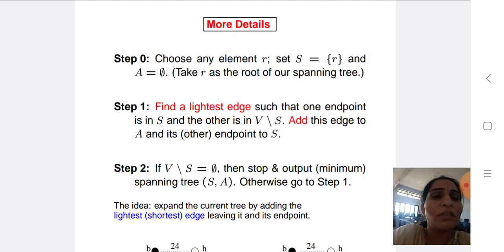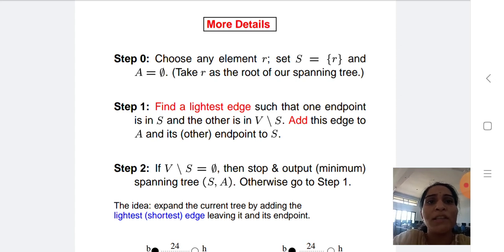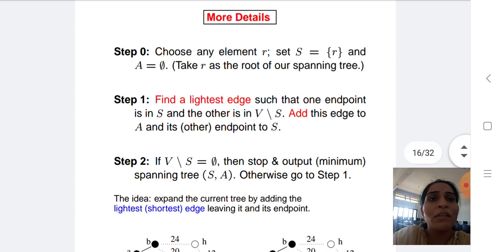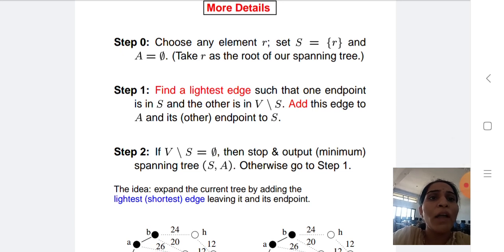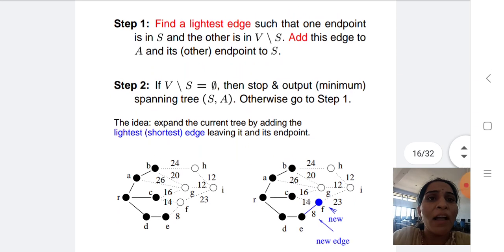Choose any random vertex R which is added into S, and A is empty. R is the root of our spanning tree. Then step 1, find a lightest edge such that one endpoint is in S and the other is in V minus S. Add this edge to A and its other endpoint to S. Step 2, if V minus S is equal to empty, then stop and output the minimum spanning tree A. Otherwise, go to step 1. The idea: expand the current tree by adding the lightest edge having one endpoint in the tree.